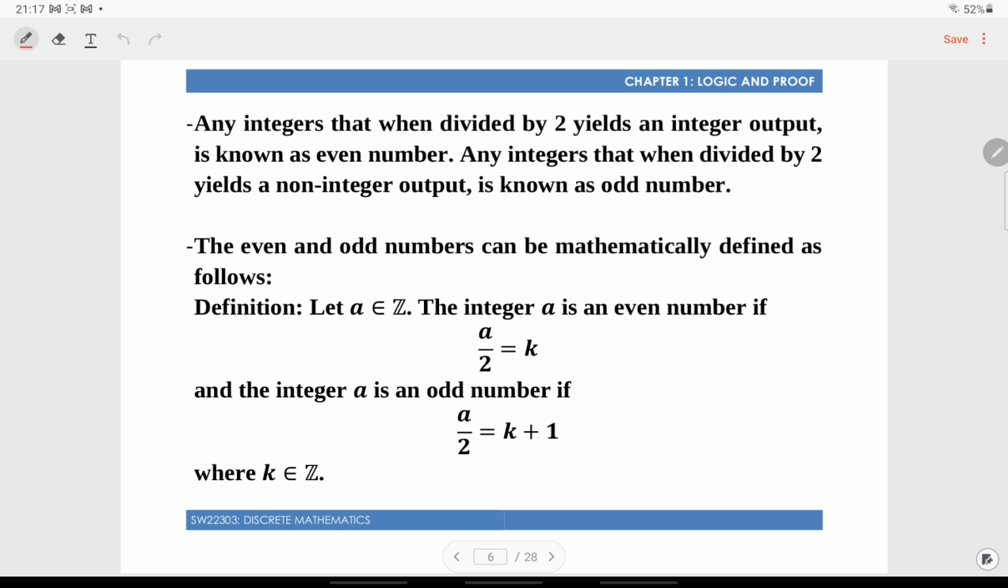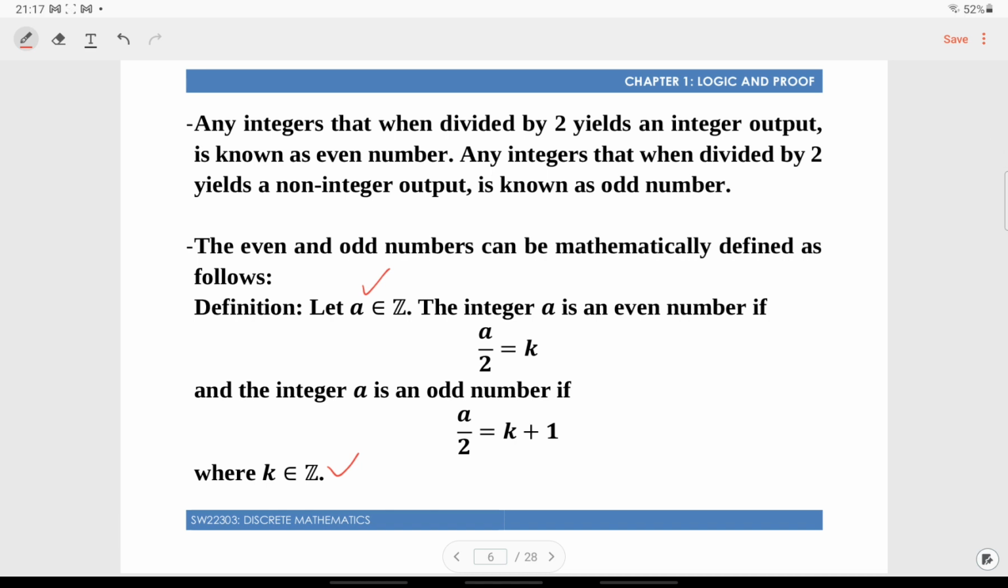Then we want to come out with a proper definition for even and odd numbers. The even and odd numbers can be mathematically defined as follows. First of all, we define one variable, one parameter. Let's say we have a, which is an integer, a belongs to the set of integers. Then the integer a is an even number if a over 2 equals k, where k is an integer.